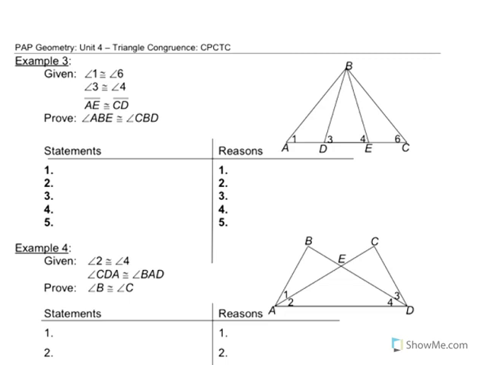Okay, on example 3, we want to prove that angle ABE is congruent with CBD. And let's see what we're given. We have angle 1 is congruent with angle 6, so we've got this one and this one. Angle 3 is congruent with angle 4, so we have these two. And then it says line segment AE is congruent with CD. Well, as soon as I see that, I start to notice that we've got this line segment and this one, so we've got some overlapping here.